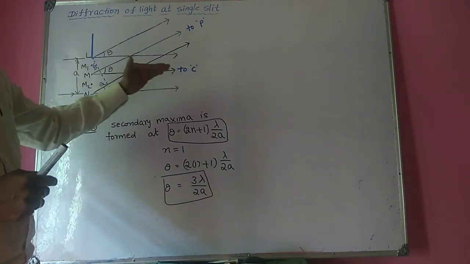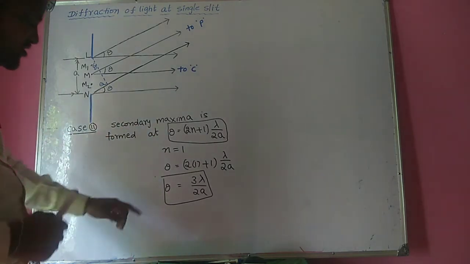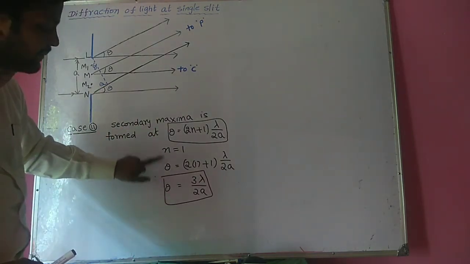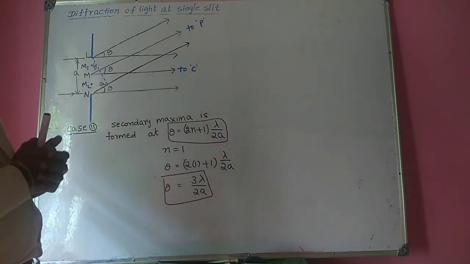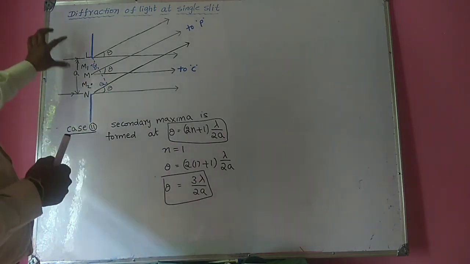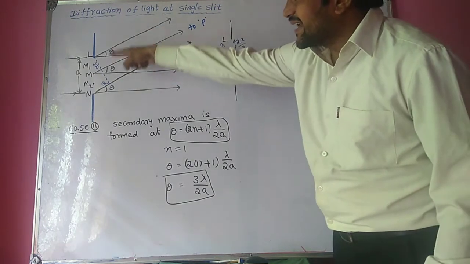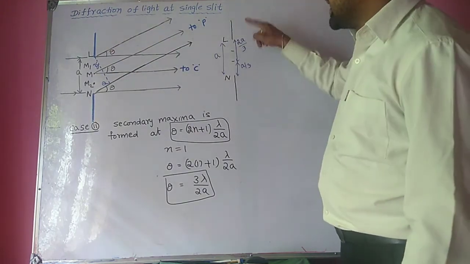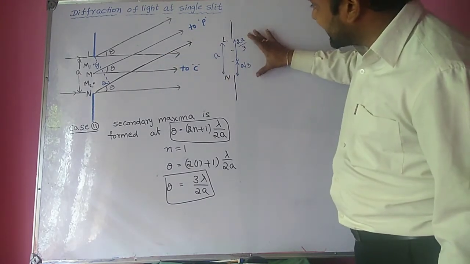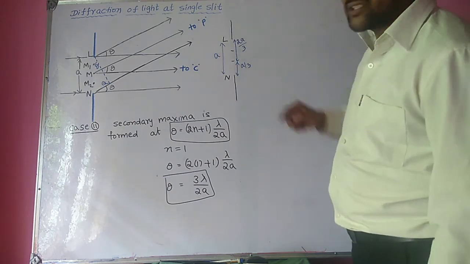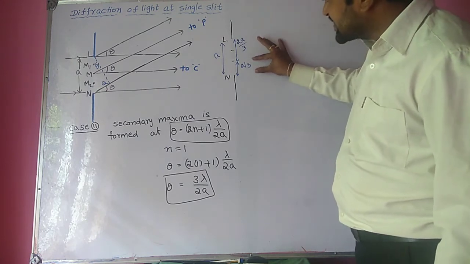After the central maxima, the next maxima is this, theta is equal to 3 lambda by 2a. Actually, this maxima is formed between the two dark fringes. Let us prove this by dividing the slit into 3 equal parts. Let us divide the slit of width a into 3 equal parts. This is the division of the slit into 3 parts. The total width of the slit is a, and these are the 3 parts. This part of the slit has width 2a by 3 and this is a by 3.